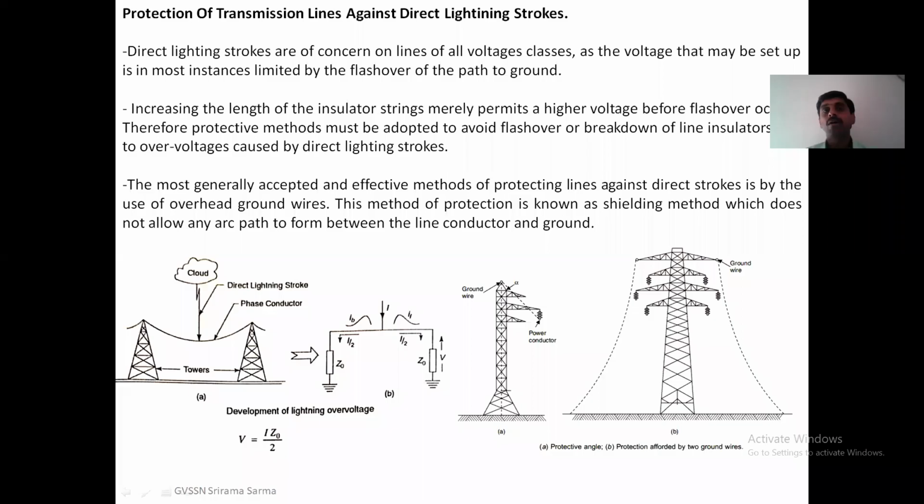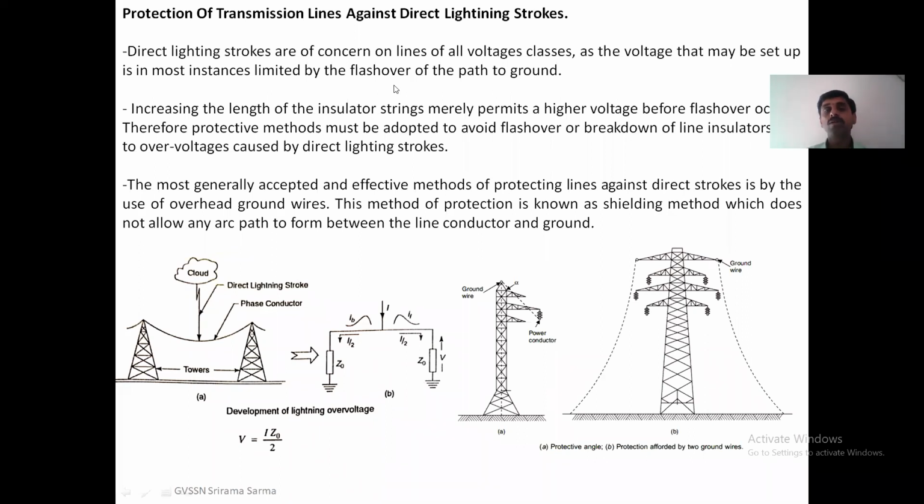Next, we have discussed lightning arresters, rod gaps, and surge absorbers. Different types of protecting equipment we have discussed. All these protecting devices are non-shielding methods. Non-shielding methods means an arc path can exist between the line and the ground.